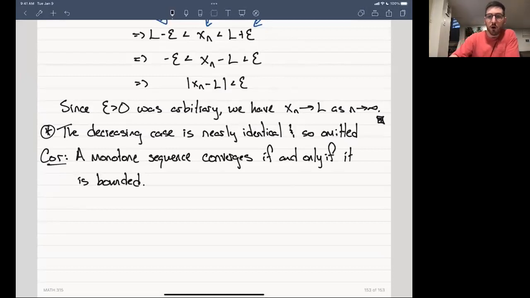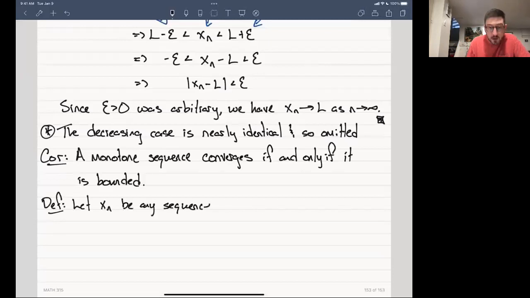Okay, so let's move a little bit further into this and get more into the weeds. Let me give you another definition here. This definition might be a little bit of a head scratcher, a brain bender, but let's take it step by step and see what it says. Let xn be any sequence of real numbers. You give me any sequence, it doesn't have to converge, doesn't have to do anything special, just give me a sequence.